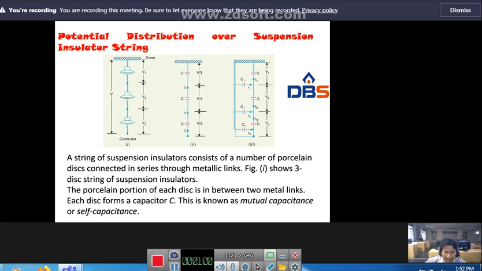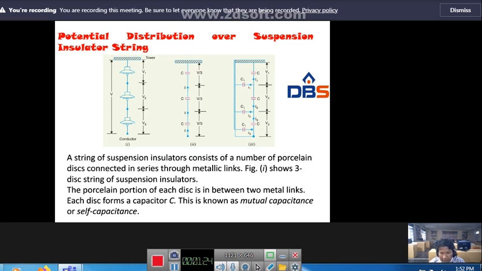A string of suspended insulators consists of a number of porcelain discs connected in series through metallic links. Look at figure 1. So, 3 discs will be available. Total voltage across the string is V, voltage across disc 1 is V1, voltage across disc 2 is V2, and voltage across disc 3 is V3.